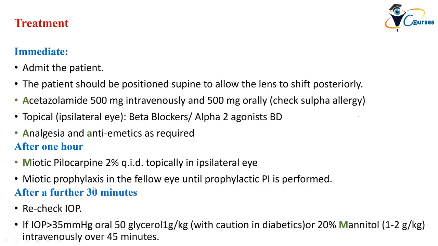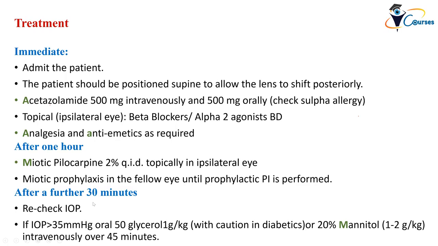Also, you give miotic prophylaxis in the fellow eye until the prophylactic PI is performed in both eyes. So in such a case, after the resolving of the acute attack, you need to do PI. However, you cannot do it with the corneal edema. So you need first to control the acute attack, then do prophylactic PI to prevent this from happening again in the future in both eyes.